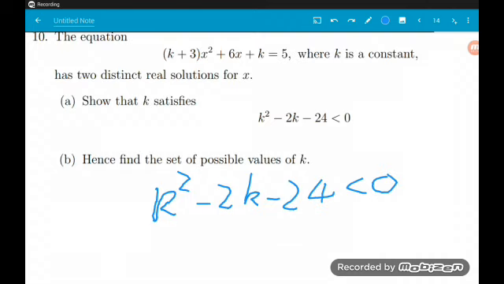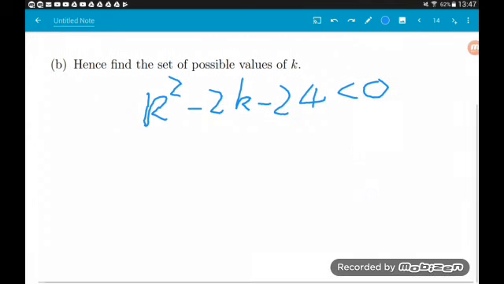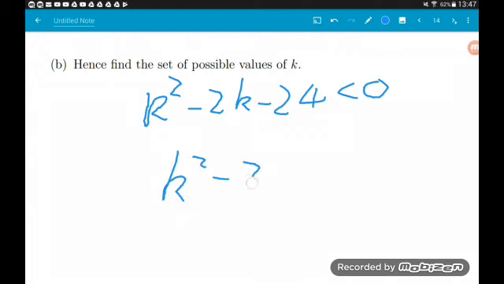Okay, and then for part B we want to find the possible set of values that k could be. So, in other words, we are now solving this quadratic inequality. So to do that, we first will set it equal to 0. So we want to solve k squared minus 2k minus 24 is equal to 0. Remember, the reason that we do this is to find the points where the graph crosses the x-axis. Here, it's going to be a k-axis, but we're not worried about that.